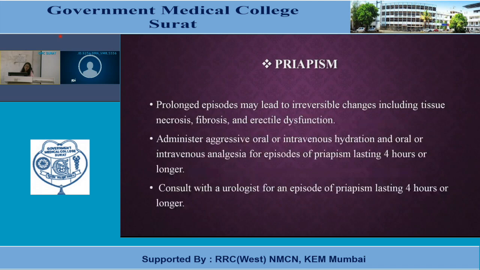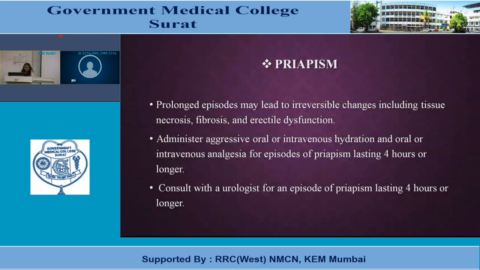Then priapism. So basically, sickle cell causes complications due to its sickle-shaped RBCs, which are blocked in the tiny blood vessels in the brain, causing stroke. In pulmonary circulation, it causes pulmonary hypertension. And if it is in organs like the spleen and liver, it causes organ damage, and then gallstone manifestation.